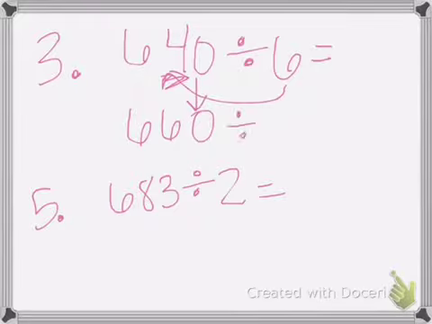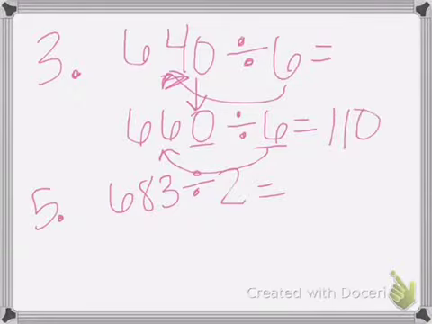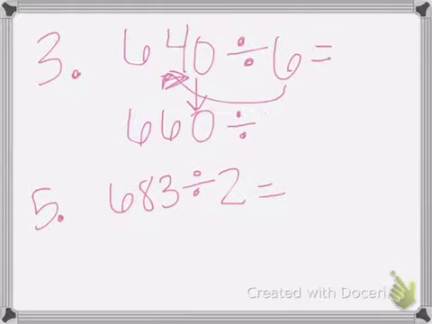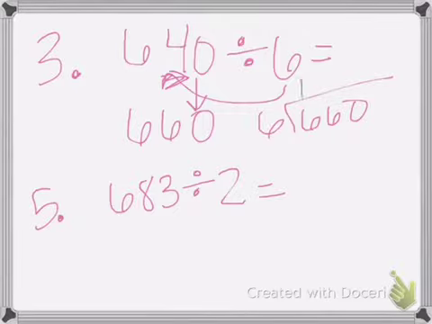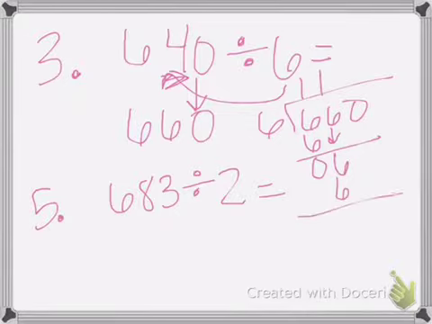So now we have 660 divided by 6, and we know that 6 goes into 66 11 times, add the 0. Another way you could have done that is you knew it was 660, so we're going to write 660 divided by 6. 6 goes into 6 one time, drop down your 6. 6 goes into 6 one time, drop down your last 6, and raise your 0. You get 110. So go ahead and do number 5 on your own.